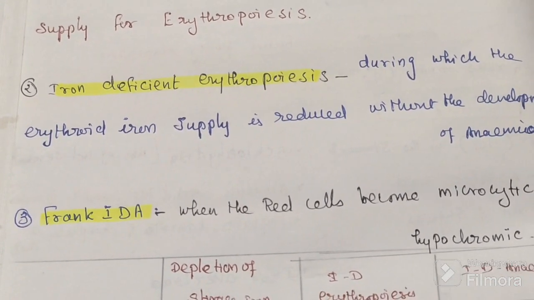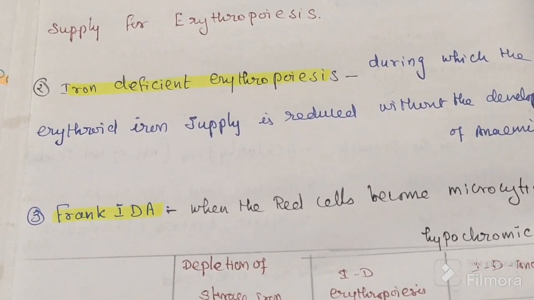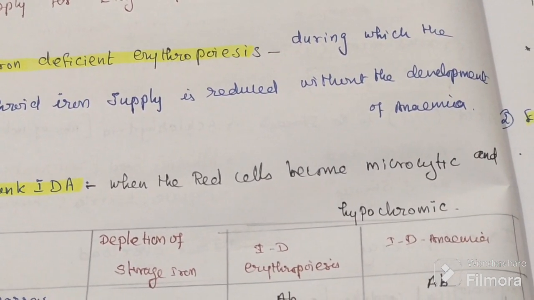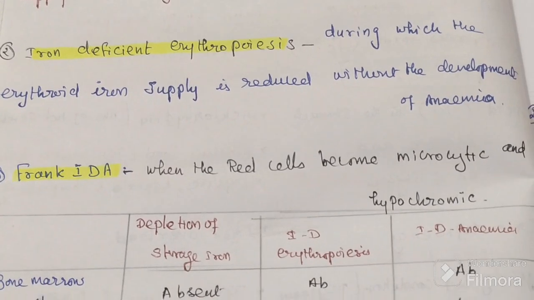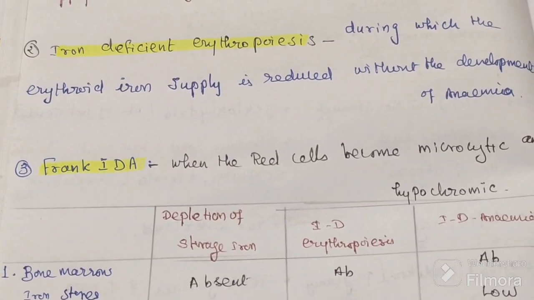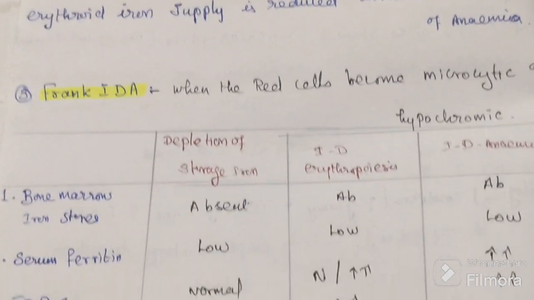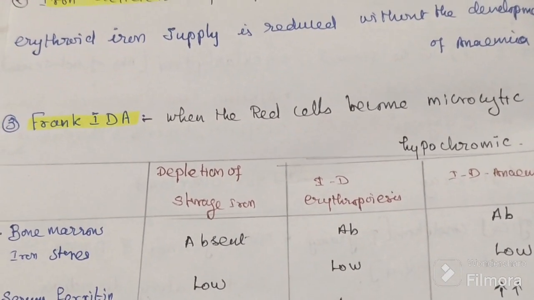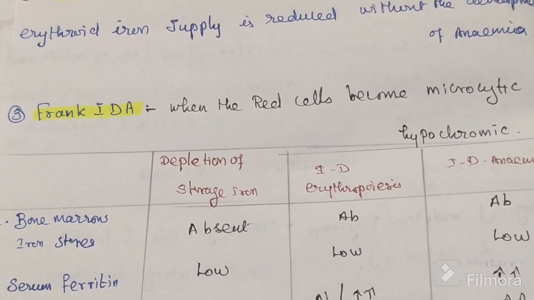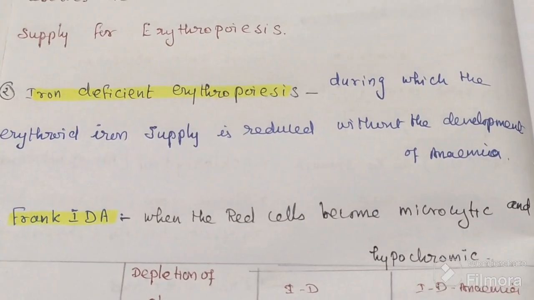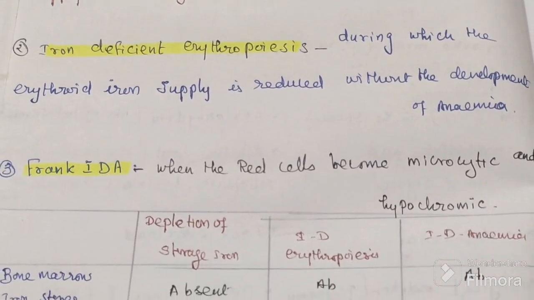After some time, when the patient has frank symptoms of iron deficiency anemia, it is known as frank iron deficiency anemia. Initially there is depletion of the storage iron, then iron deficient erythropoiesis. Third one is frank iron deficiency anemia.